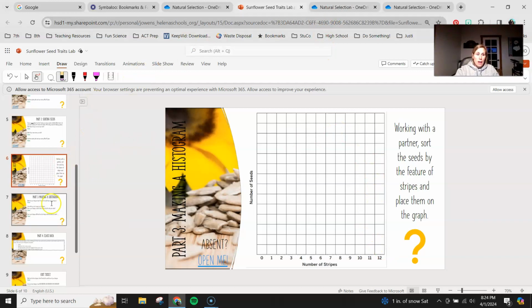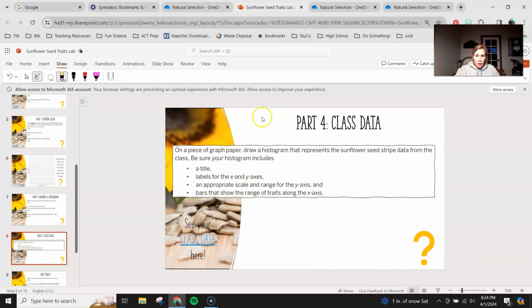Again, make sure you have these key components on your graph. If not, I will hand it back to you when you turn it in. So overall, you need a title for your graph. That should describe what the whole graph is about. It should be a really good title. It doesn't have to be creative necessarily. It just needs to tell me what this graph shows us. Then you need labels for the X and Y axes.